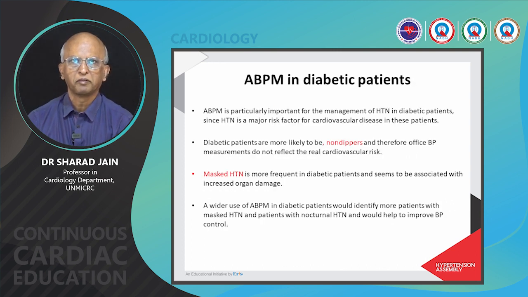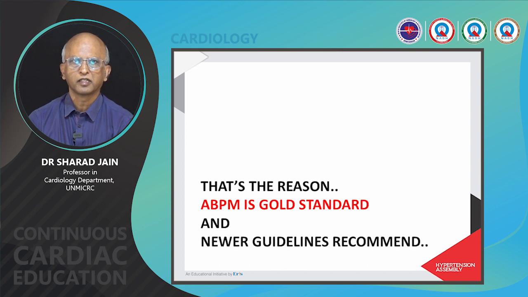So, now coming to ABPM in diabetic patients, ABPM is particularly important in the management of hypertension in diabetic patients, since hypertension is a major risk factor for cardiovascular disease in these patients. Diabetic patients are more likely to be non-dippers, and therefore office BP measurement may not reflect the real cardiovascular risk. Masked hypertension is more frequent in diabetic patients, as I already said, and seems to be associated with increased organ damage. A wider use of ABPM in diabetic patients would identify more patients with masked hypertension, patients who are non-dippers, and which will help improve the BP control. That is the reason ABPM is the gold standard, and newer guidelines recommend it.